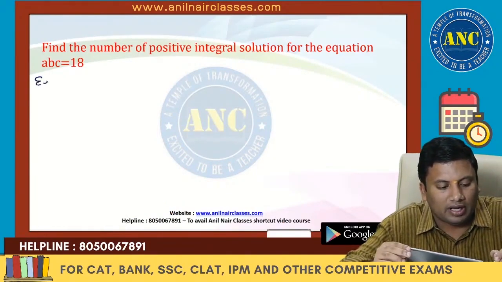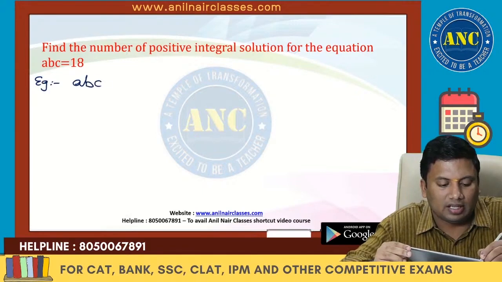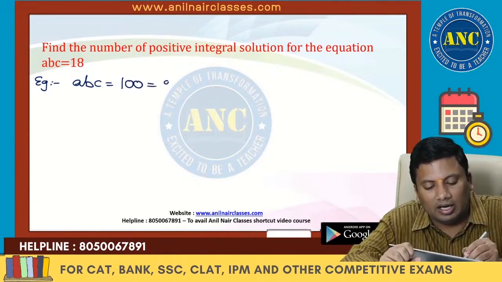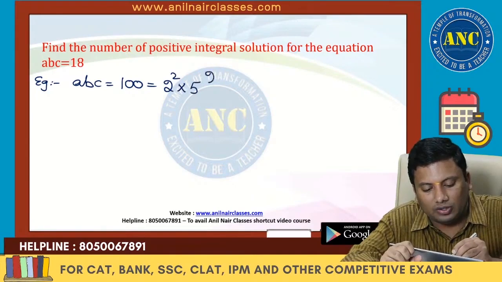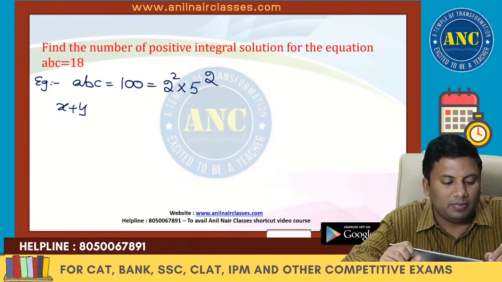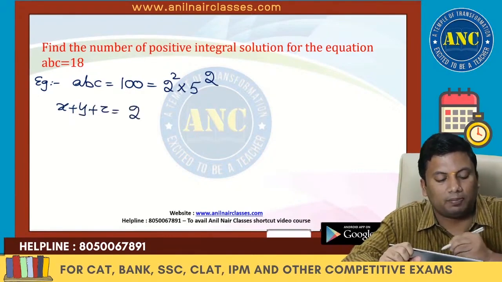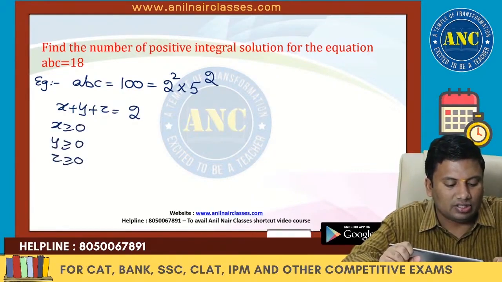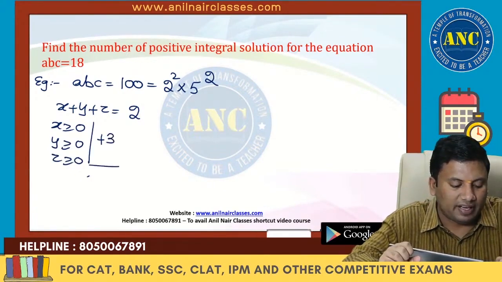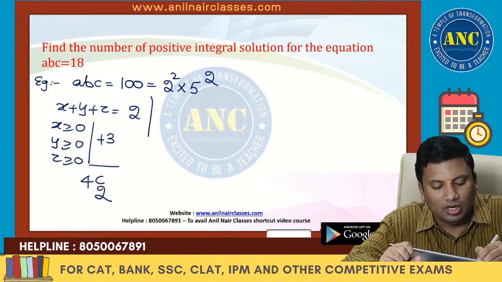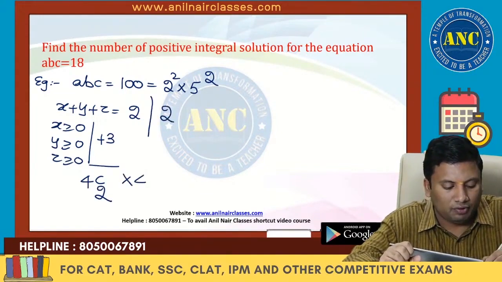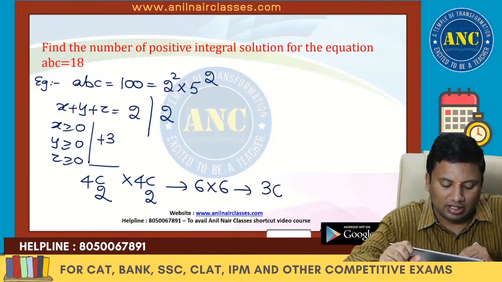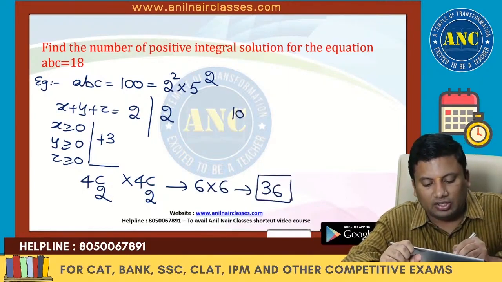Now, one more example I will do. ABC is nothing but 100. 100 is nothing but 2 square into 5 square. Let the powers of ABC be XYZ. X plus Y plus Z is 2, with X, Y, Z at least 0. So 2 plus 3, 5. It is nothing but 4c2. Again the power is same, so again 4c2. 4c2 into 4c2 is 6 into 6. Answer is nothing but 36. Within 10 seconds you will get this answer.